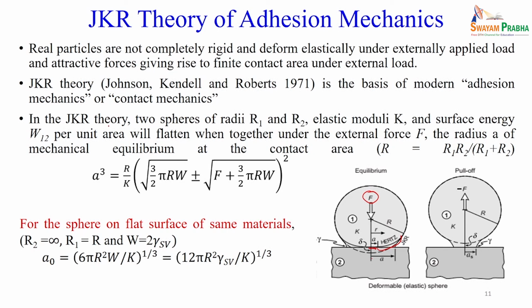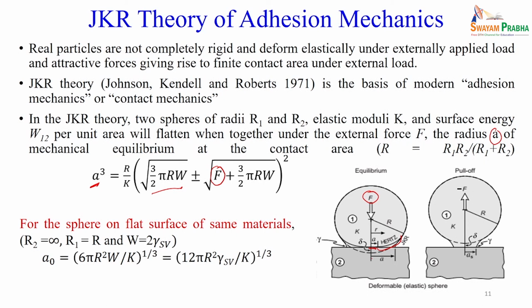First we will see the JKR theory. There are two spheres here, R1 and R2, having the same elastic modulus K, the surface work of adhesion is W12, and the external force is F. The radius A at mechanical equilibrium is defined as A cube equals R upon K, under the bracket, 3 pi R W work of adhesion plus minus, along with the adhesion force we are adding the external force F, plus the square root of 3 pi R W. So in this case the contact radius A depends on the value of F.